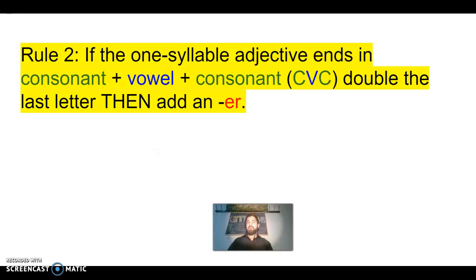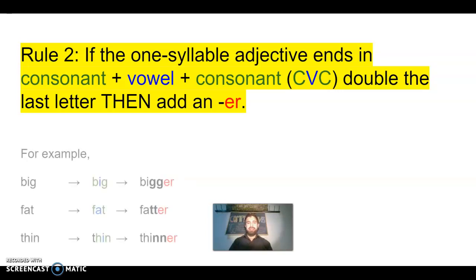Rule 2. Now this is a spelling rule, but I want you to know the spelling rule. It's the same rule as 1, but sometimes you spell some one-syllable adjectives differently. And the rule is, if the one-syllable adjective ends in a consonant, vowel, and consonant, we double the last letter and put an ER at the end. So let's take a look. I think you need to see some examples of this.